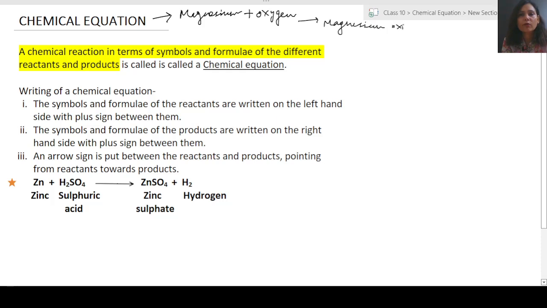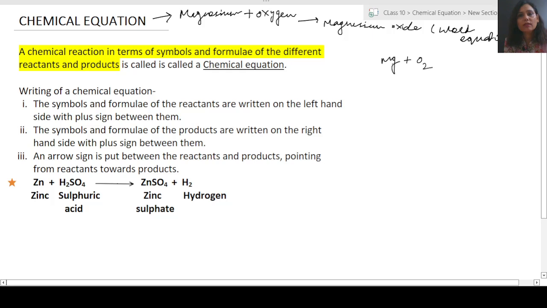Whenever we write the full statement of a chemical reaction in words, picking up the main words, it becomes a word reaction, or a word equation. Now the same thing can be written using symbols, which we have already understood. Mg plus O2, where the symbol of magnesium is Mg and the symbol of oxygen is O2, gives us magnesium oxide. So this becomes a chemical equation.